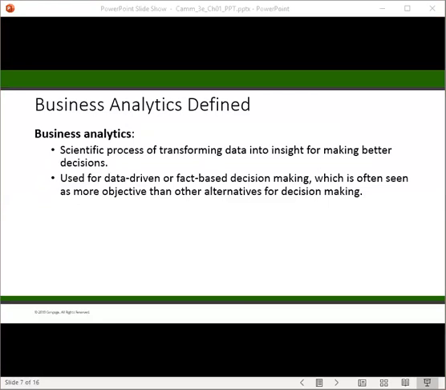The tools of business analytics can aid decision-making by creating insights from the data. It can improve our ability to more accurately forecast for planning purposes. It can help us quantify risk and yield better alternatives through analysis and optimization.